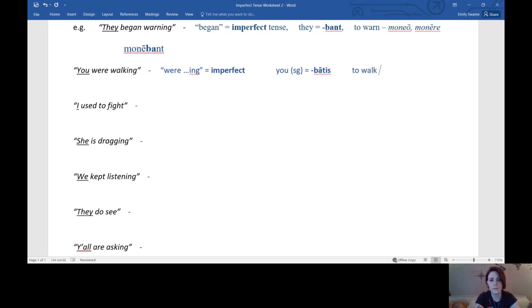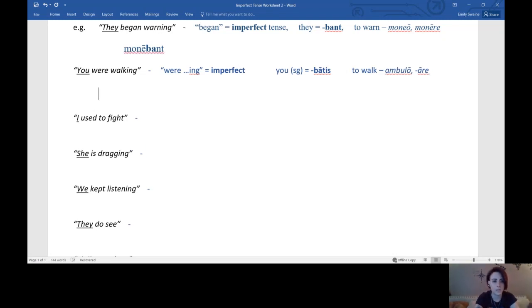Okay, and then to walk. Hopefully you guys know this. If you don't, you need to look it up and you need to study your vocabulary better. Okay, so ambulo, ambulare is our verb. So we're going to take our stem and then we're going to add our batis. Oh, wait. Oh my gosh, I can't believe I just did that. You singular is s, so bas.